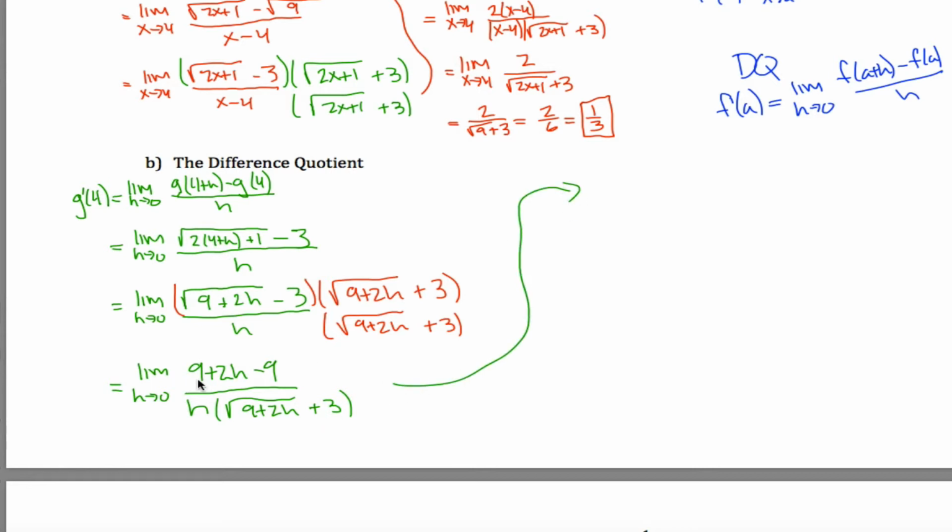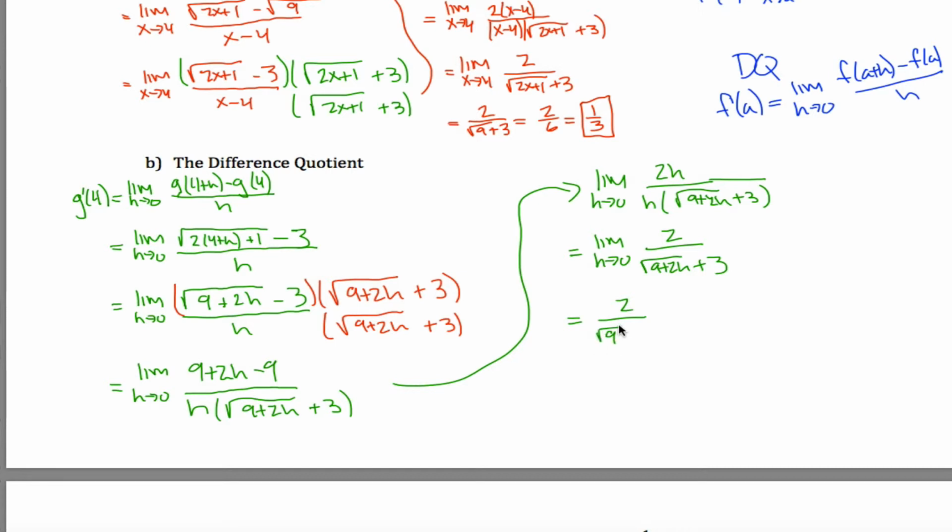Jump up here. 9 minus 9 is 0, so really all I have is the limit as h approaches 0 of 2h divided by h times the square root of 9 plus 2h plus 3. Hey, look at that. Those h's cancel. And I get that this is just the limit as h approaches 0 of 2 divided by the square root of 9 plus 2h plus 3. To evaluate this limit, change all the h's into zeros, and you get 2 divided by the square root of 9 plus 0, so just 9, and then plus 3. So once again, you get 2/6, aka 1/3.